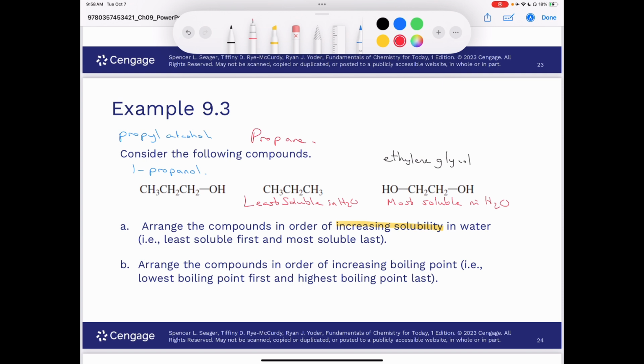All right, next it says arrange the compounds in order of increasing boiling point, i.e. lowest boiling point first, highest boiling point last. Well, the lowest boiling point of all of these, so I'll put down here lowest boiling point, BP, is going to be the propane. It has no hydroxyl group to participate in hydrogen bonding. That's going to be followed by the 1-propanol, which has hydrogen bonding, but it's not going to be as much as the ethylene glycol, is it? Because it's got two hydroxyl groups for hydrogen bonding, so it's going to have the highest boiling point of all.